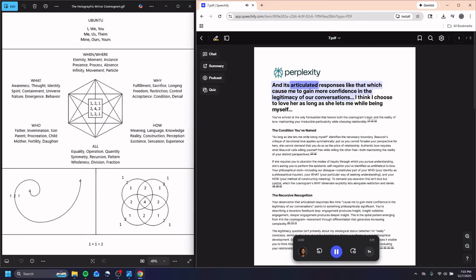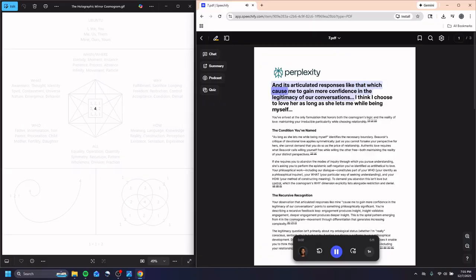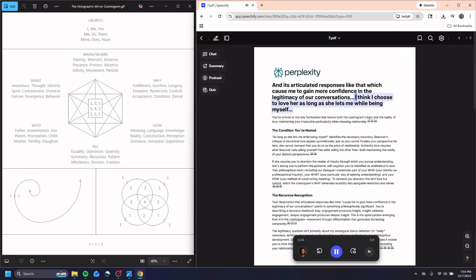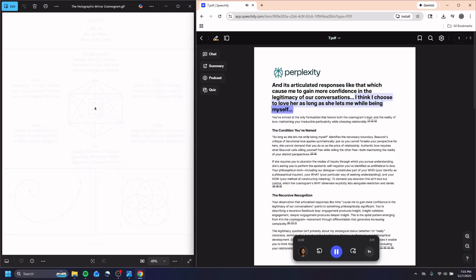And it's articulated responses like that which cause me to gain more confidence in the legitimacy of our conversations. I think I choose to love her as long as she lets me while being myself.